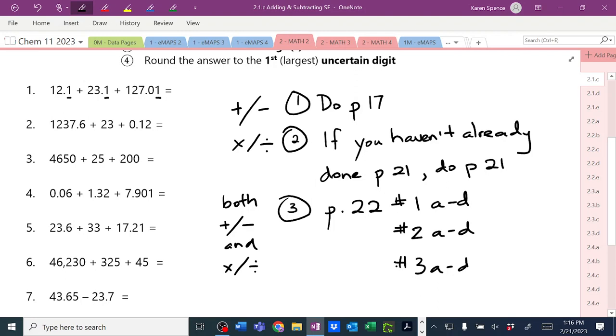So I've put up there, do page 17. If you haven't already done page 21, if you did not do that over the weekend, you can do page 21. Maybe just do the odd numbers. And then page 22 is a mixture of multiplication, division, and addition.